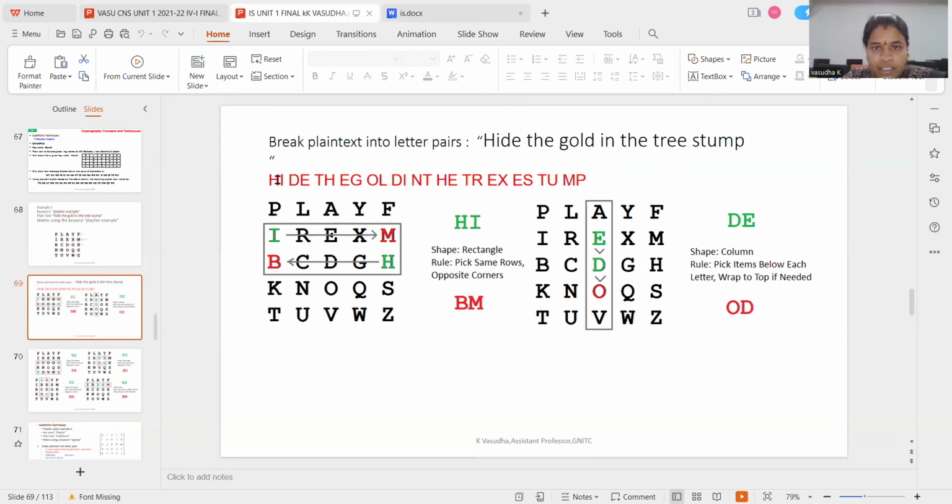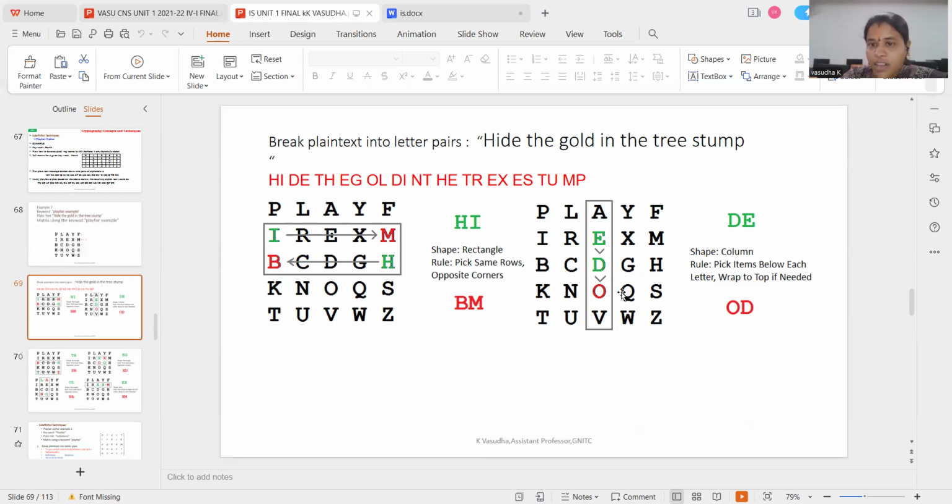Taking the example hide, this is the plain text we have, and this is the developed 5 by 5 matrix. Now HI: H is here and I is here. It is in the form of a rectangle shape. So in a rectangle, for H we take the element B, in the clockwise direction, and for I we take M.